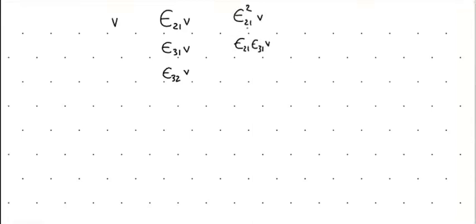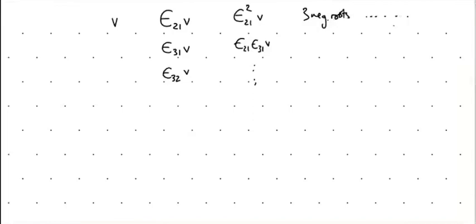Okay, so I'm going to need a new page. What do I mean by induction here? Well, my basis has the form v, and then there's E21 v, E31 v, and E32 v that I could get by applying these negative roots. And then there's things like E21 squared v, E21 E31 v, things that I get by applying two negative vectors. And there's things I get by applying three negative roots.